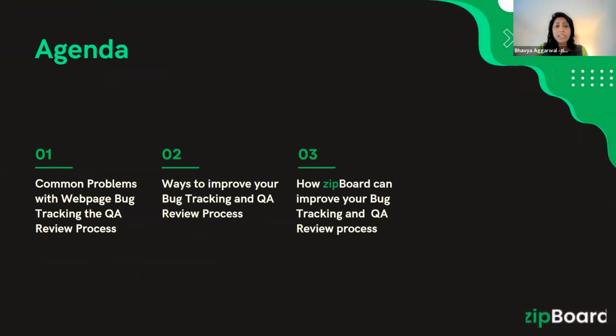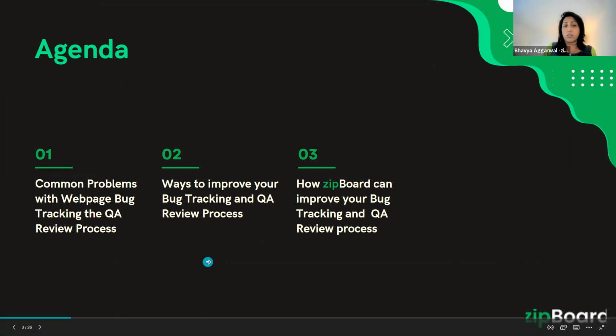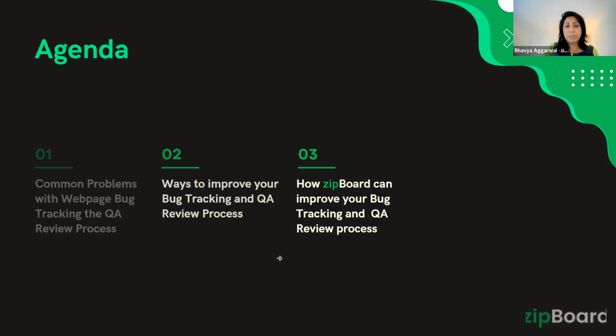Okay, so a quick agenda of what we'll be discussing today. It's a short half an hour presentation. We'll be talking about what are the common problems with web page, not literally just web page, any website projects, and how the bug tracking and QA process can be made easier. And then we'll talk about how you can make that process easier, how you can make the entire stakeholder collaboration easier, and we will show you a quick demo of how zipBoard can improve that entire process.